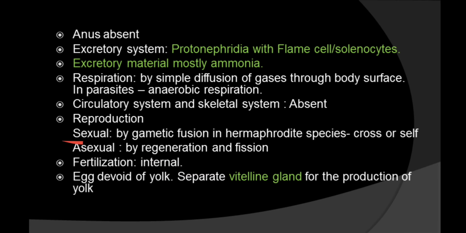Now, sexual reproduction is by gametic fusion in the hermaphrodite species. You know that hermaphrodite species are those in which both the sex organs are present in the same body. So both types of fertilization can take place, cross as well as self. Then fertilization is internal, inside the body. Then the egg is devoid of yolk. This is an important characteristic of this phylum.